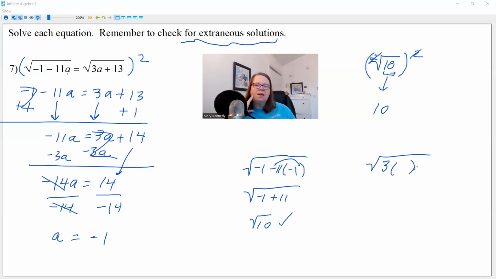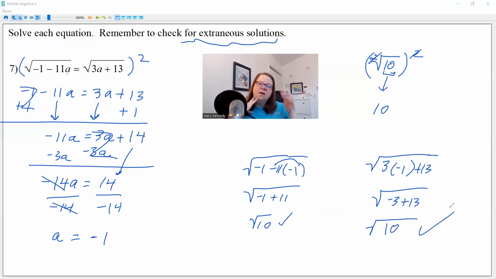Let's check it over here. Square root of 3a plus 13. I'm going to plug in a as -1. So that would be -3 plus 13. 13 minus 3 is 10. Yeah, that works. And it is balanced. That helps us to know that too, because those are the same. So square root of 10, all good.